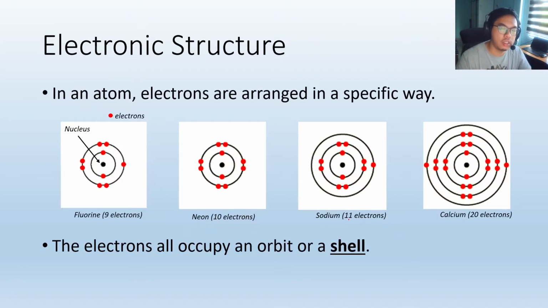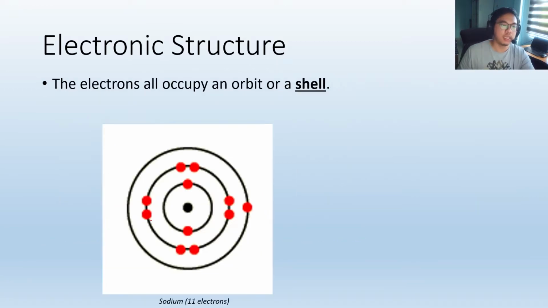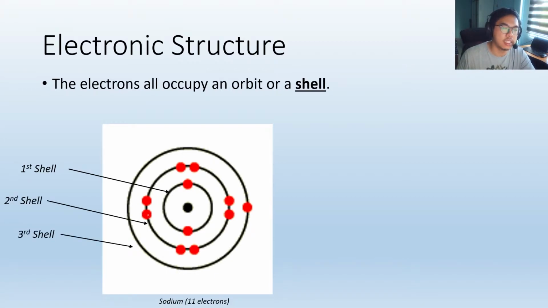The other thing that you need to know in this topic is how to draw the electronic structure of an atom. That means how to draw the electrons inside an atom and how they are arranged. In the electronic structure, the rings represent a shell or an orbit of the electron. The first ring is what we call the first shell, the second ring is the second shell, and the third ring is the third shell. These represent where the electrons orbit inside the atom.